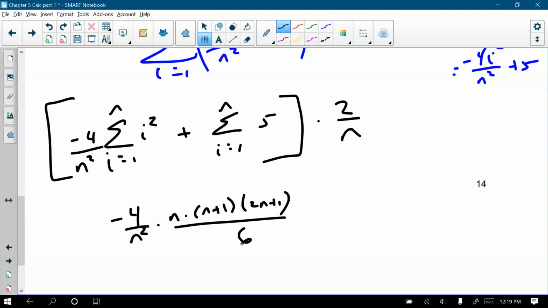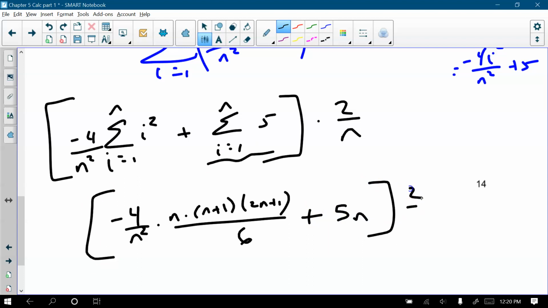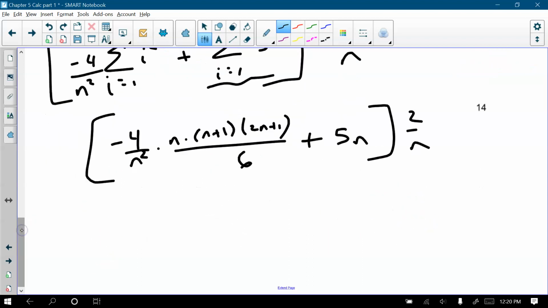Yes. Okay, now we have plus, the summation here is just 5n, and we still have to multiply this by 2 over n. Okay, let's see here. Now let's distribute the 2 over n in.